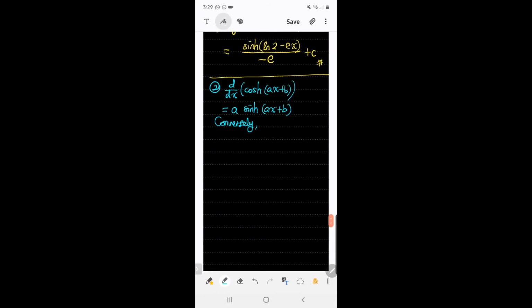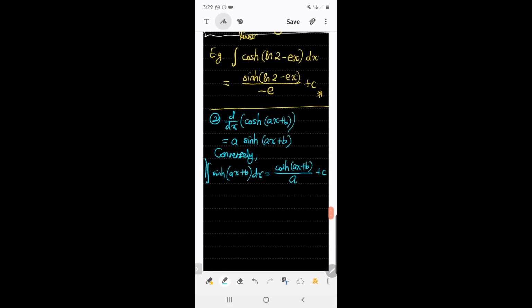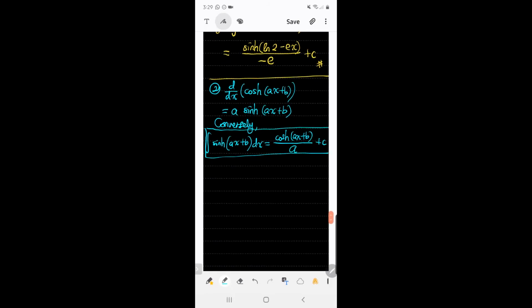I can say the integral of sine(ax + b) dx is equal to cos(ax + b) divided by a plus the arbitrary constant c. So this is the second formula, right? You have to remember to divide by a, right?